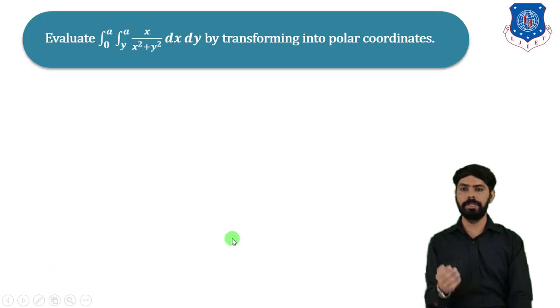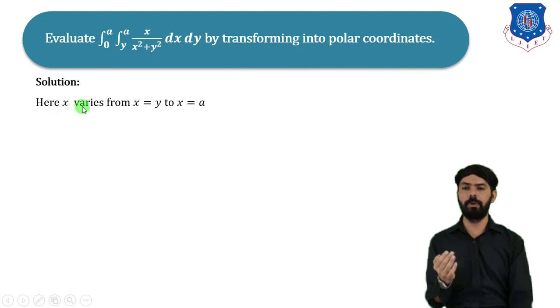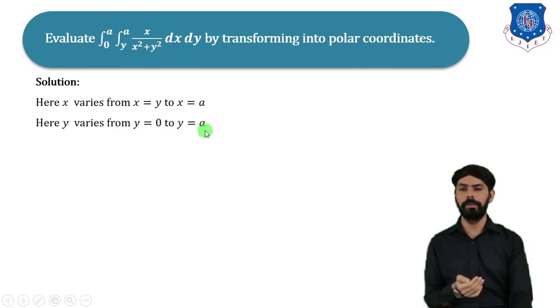Now we will discuss the next example, that is, evaluate integration from 0 to a, then integration from y to a, x divided by x square plus y square dx dy by transforming into polar coordinates. So here if you look at the limits, then here x varies from x equal to y to x equal to a, and y varies from y equal to 0 to y equal to a.